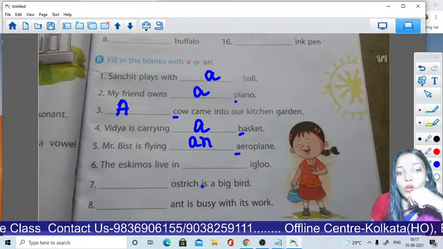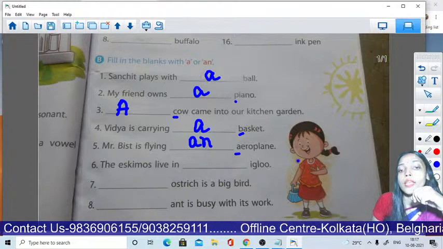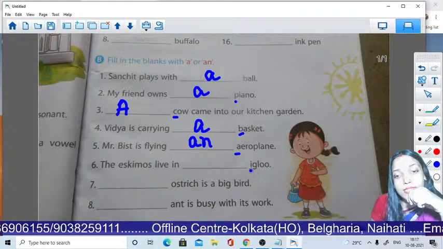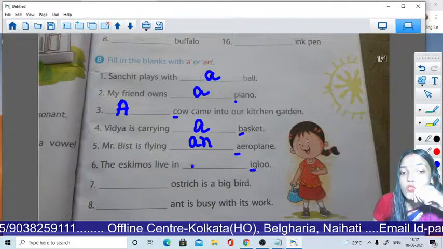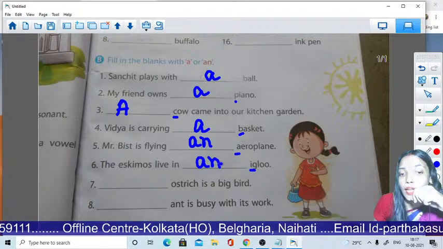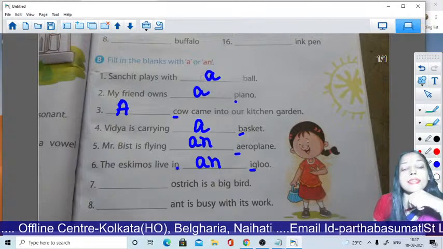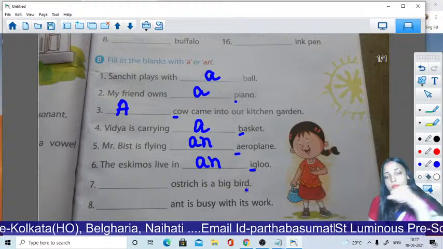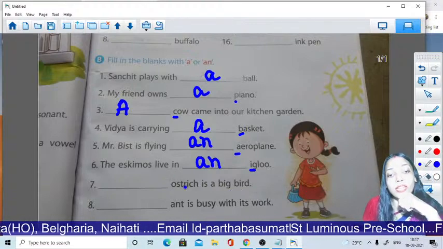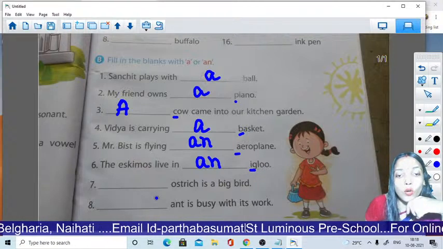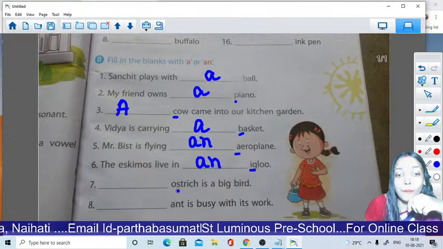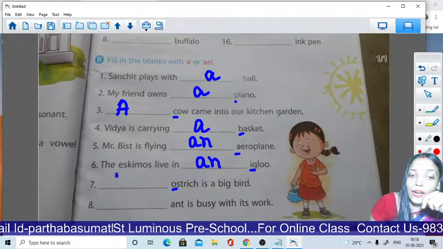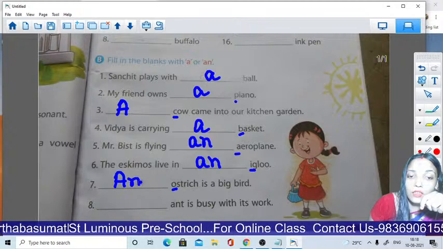Now number 6. The Eskimos live on blank igloo. The beginning letter of igloo is I. It's vowel. So write n. Now number 7. Ostrich is blank big bird. Look here. The beginning letter of ostrich is O. So put here n. Clear?